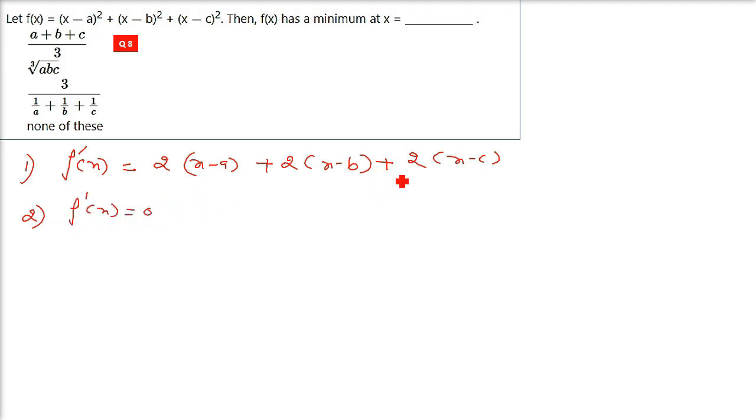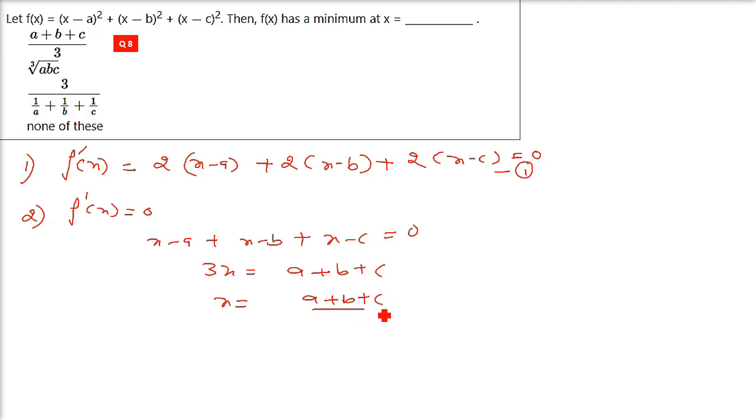So once you equate it to 0, you can divide either side, left hand side and right hand side, by 2. So you'll get x minus a plus x minus b plus x minus c equals 0. This becomes 3x equals a plus b plus c. So this will give you x equals a plus b plus c divided by 3.